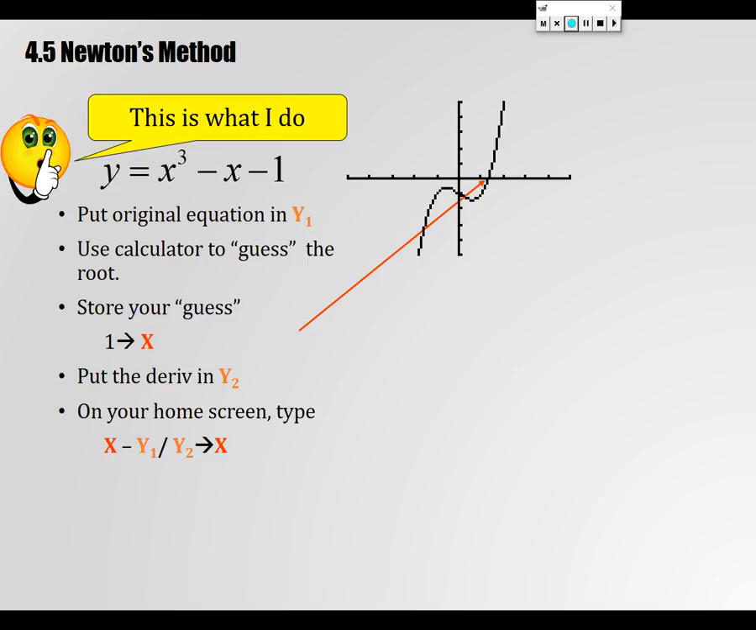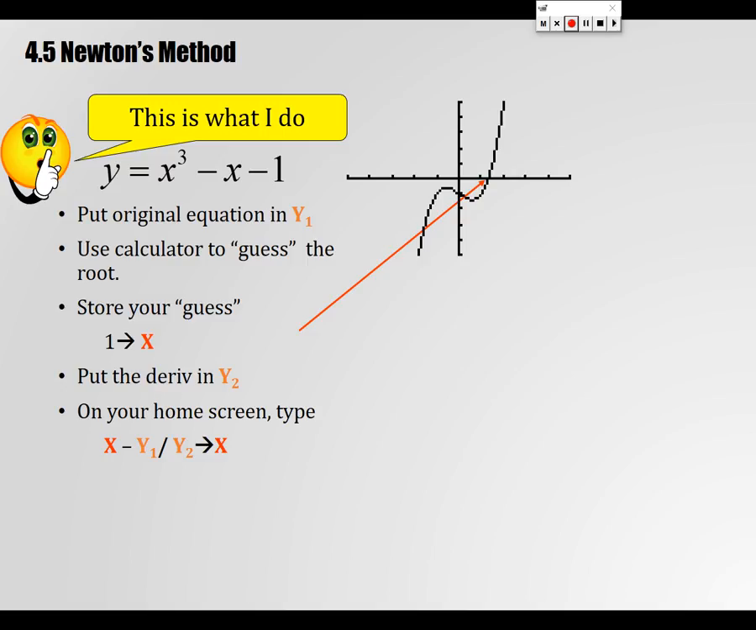Do you know how to get y1 and y2? Go to vars, Y vars, function, y1. Okay. Yeah. So what does this do?